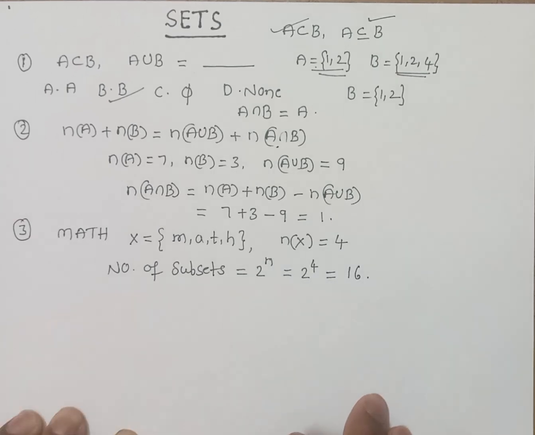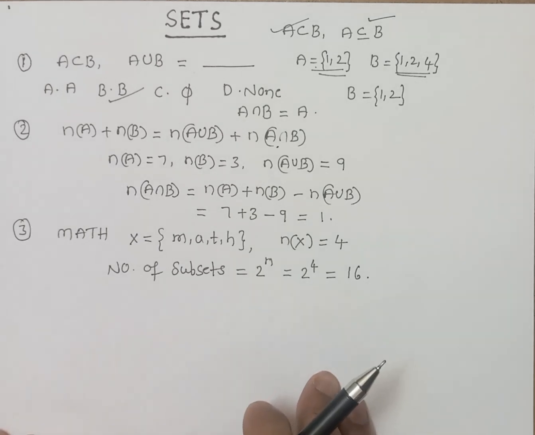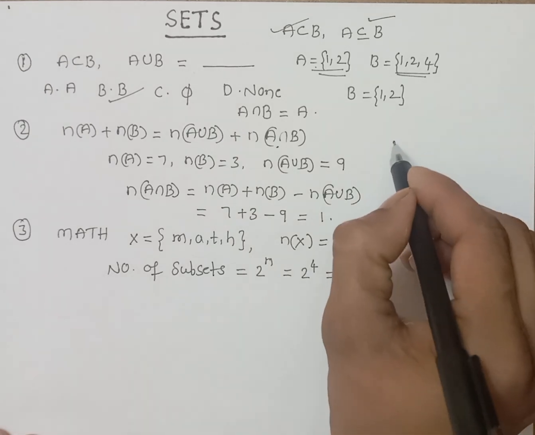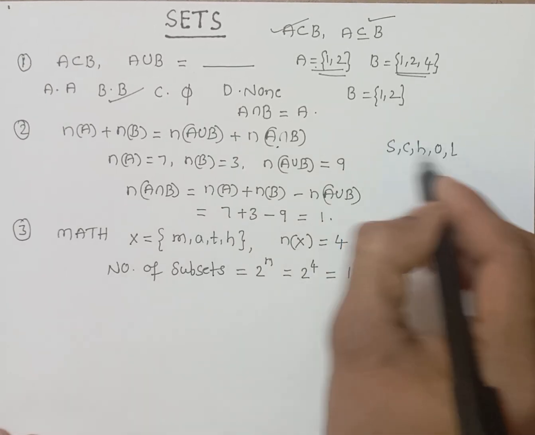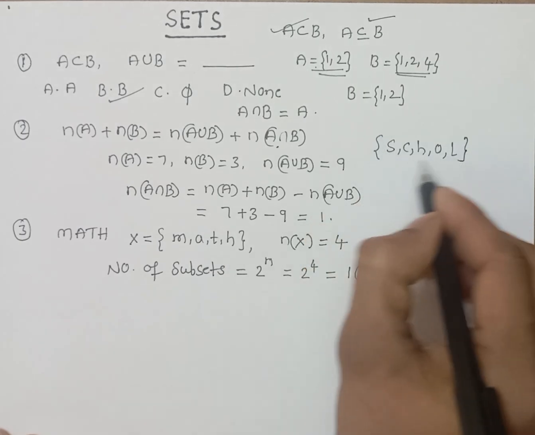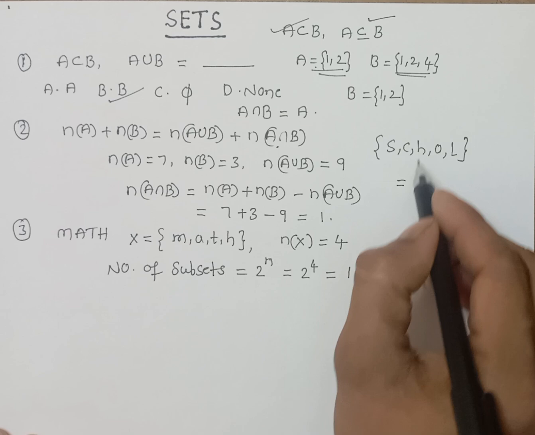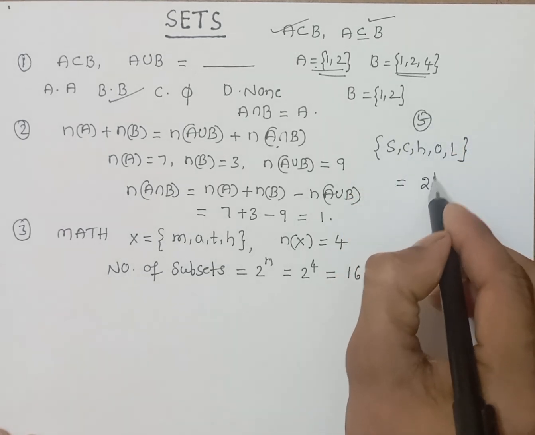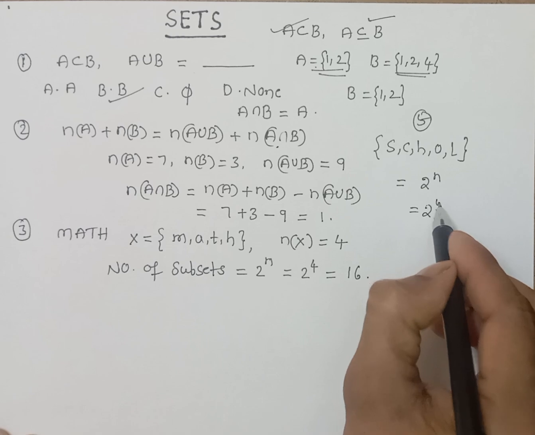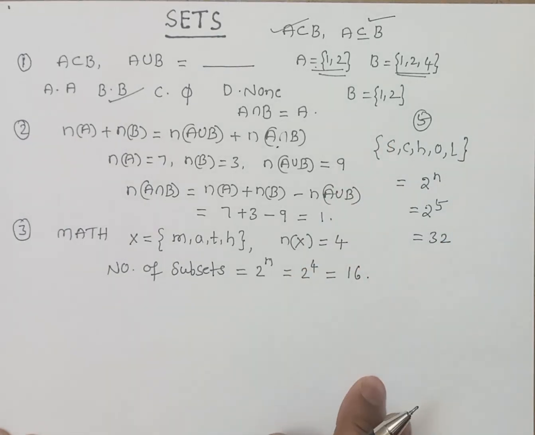Like this, how many subsets will there be, you may ask. Suppose I consider SCHOOL, and I'm taking one O only. So how many elements are there? 1, 2, 3, 4, 5. What about the number of subsets for this? The cardinal number is 5. Coming to the number of subsets, 2 to the power of n, that is 2 to the power of 5, which is equal to 32. If you write, 32 subsets will be there.